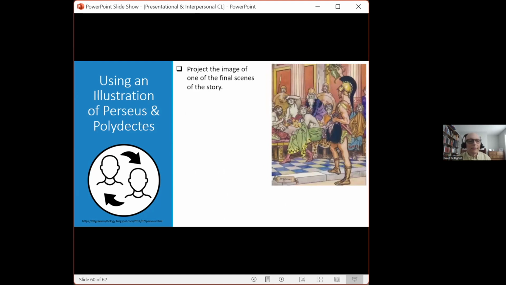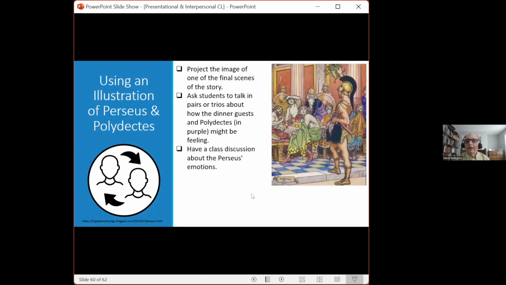Here is another image relating to the near end of our story. You can ask students to get together in pairs and trios again to discuss how the dinner guests and Polydectes might be feeling. Then you could have a full class discussion about Perseus's emotions. And here at the bottom, there are some scaffolds to help the students with the things that they might want to say.